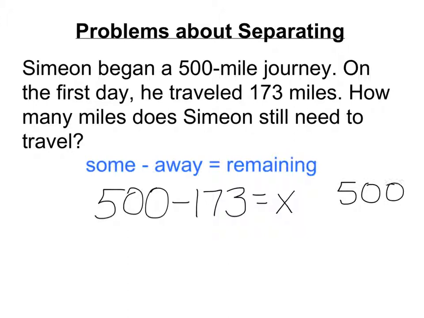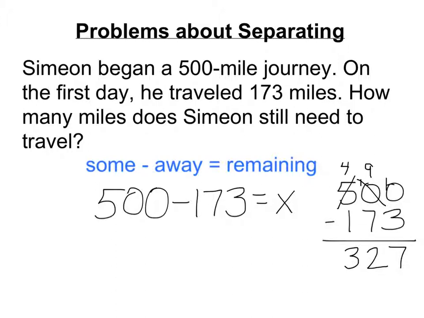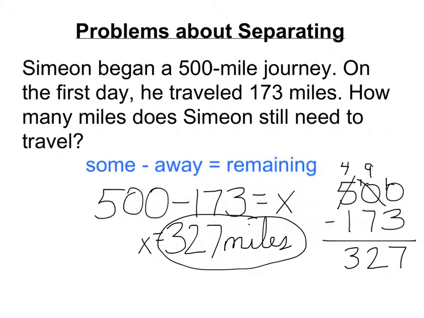500 minus 173. I can't borrow from 0, so I have to borrow from the 5 to start with. So 5 becomes a 4, makes that a 10. Now I can borrow from that and make it a 9, which makes that a 10. 10 minus 3 is 7, 9 minus 7 is 2, and 4 minus 1 is 3. Therefore x equals 327. Take a look back up at the question. It's asking how many miles. So 327 miles.